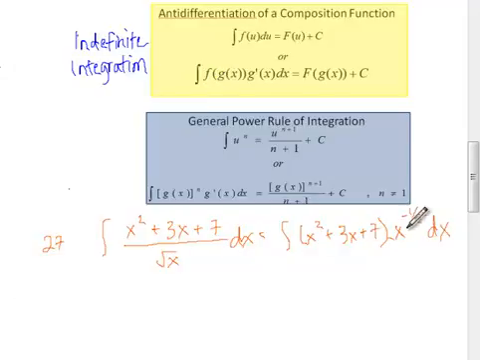So what I can hope to do is rewrite this in another way. I can take this x to the negative 1/2 and distribute it to each one of these terms in here, because it's this whole thing times x to the negative 1/2. So what I can write is this would be equal to x squared times x to the negative 1/2 plus 3x times x to the negative 1/2 plus 7 times x to the negative 1/2, and then I get dx.